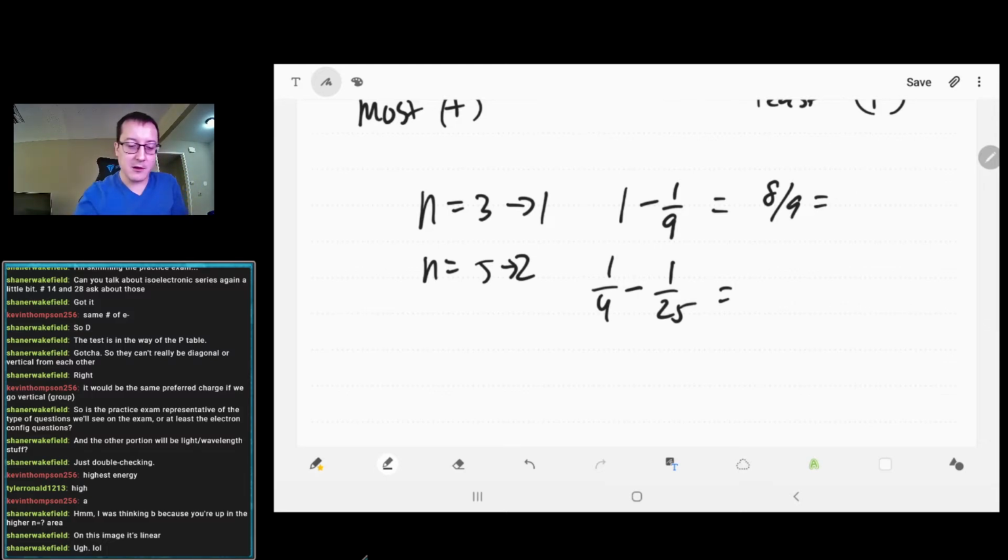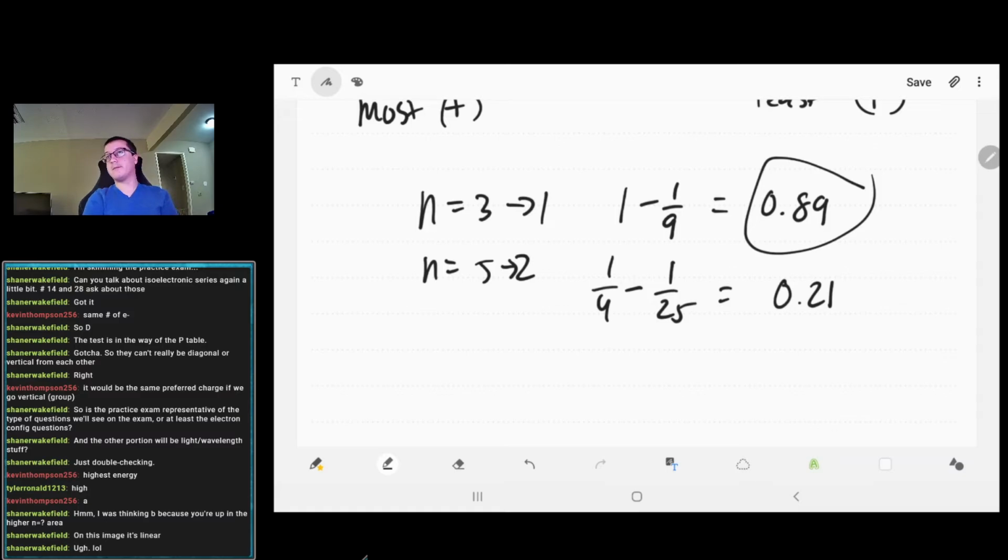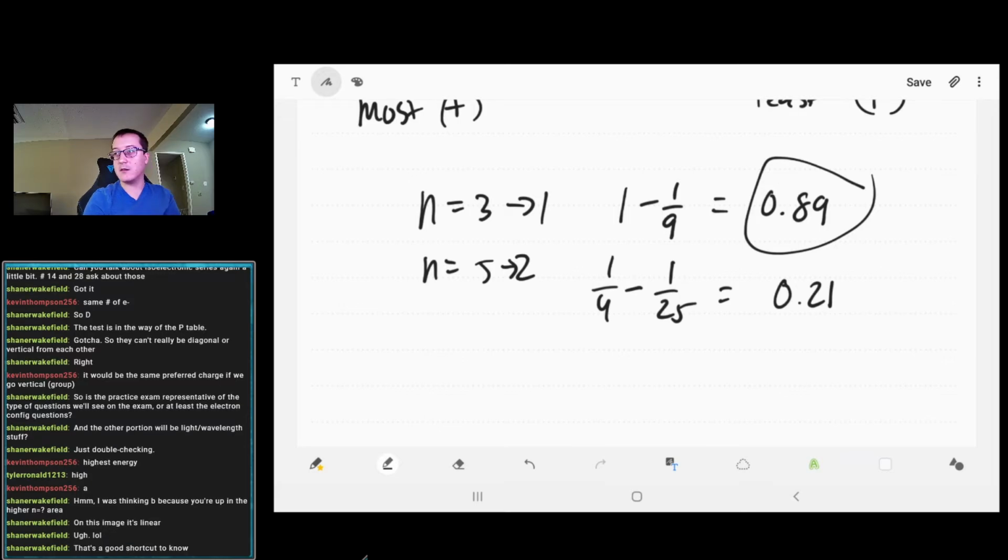8/9 is going to be bigger than... I don't want to do this math, but I'll do it. Actually, this will be 0.21, right? And this will be 0.89. Boom, more energy. Bigger number. Technically, of course, you would multiply this by the 2.18 thing. But since we're just comparing, we don't need to actually calculate it.